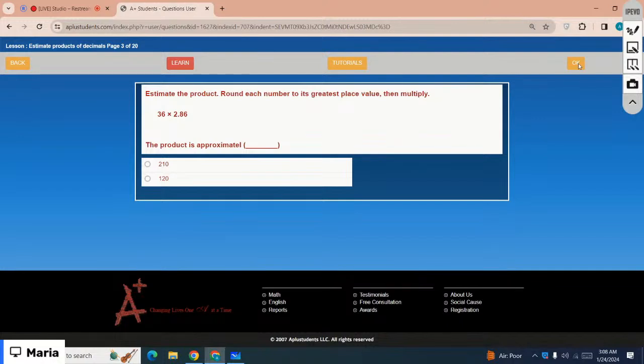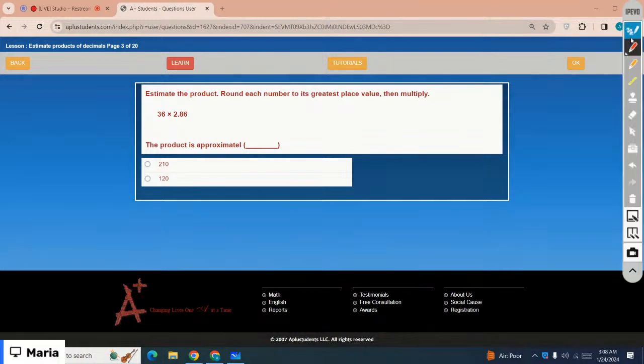So which is the correct option? You can round off 36 to, very good. The correct option is 120. Let's just do quickly how 36 is rounded off to 40, right? And 2.86 is rounded off to 3. So 40 times 3 is 120. Very good. The correct option is 120.